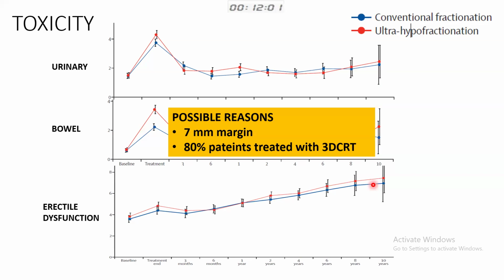So what could be the possible reasons for this increase in the acute toxicity with SBRT, or in this trial particularly? As per this trial, the margin taken around the prostate was around 7 mm. And moreover, 80% of patients were treated with 3D CRT, not the current standard of care, VMAT or IMRT techniques.